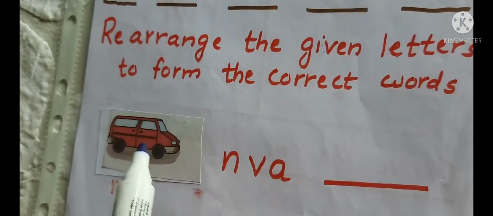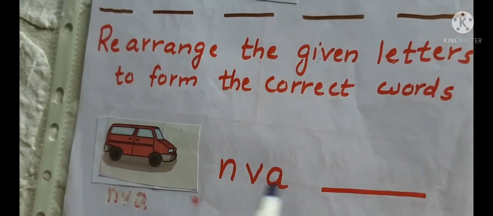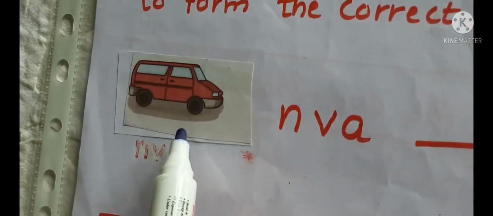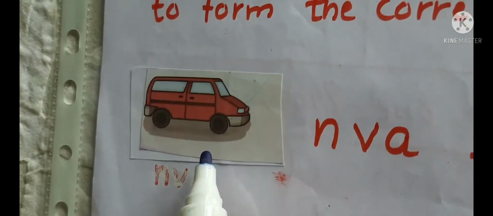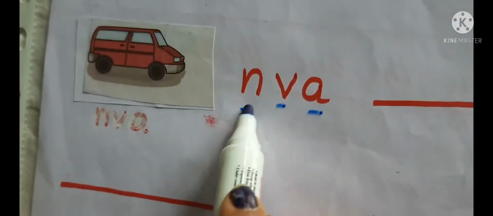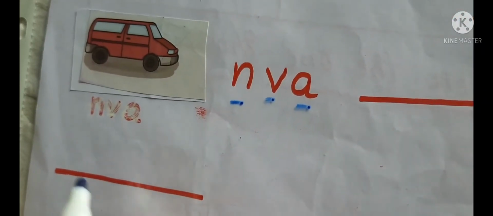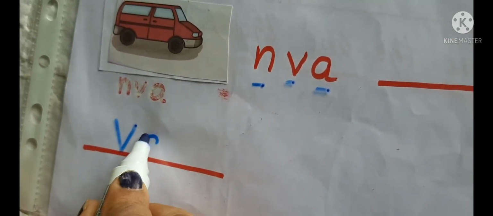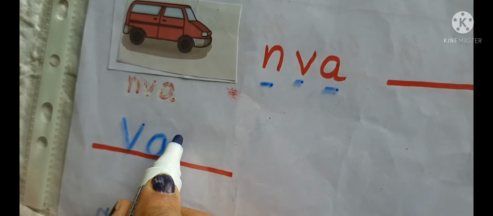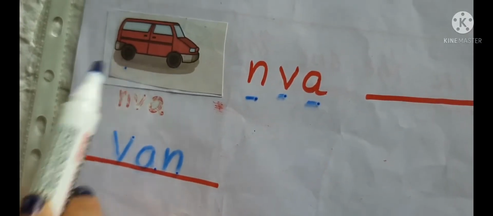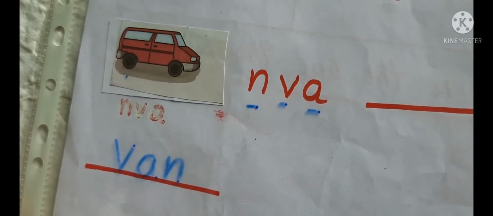Rearrange the given letters to form the correct words. Can you identify this figure? What's this? Yes, correct. Van. V, A, N. Van. Can we write? V. A. N. Van. You are right. Excellent.